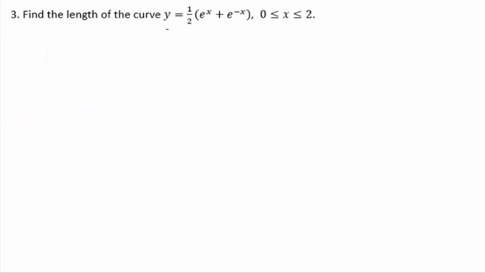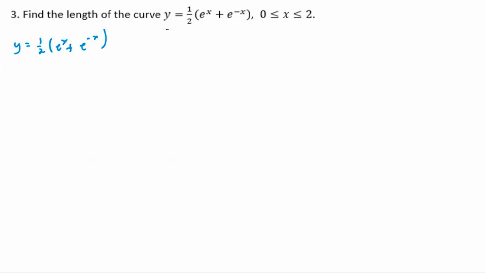So for number 3, we have find the length of the curve y equals 1/2 times e raised to x plus e raised to negative x with the interval from 0 to 2. So we know that a is 0 and b is 2. So we have to solve first for the derivative. So we have y is equal to 1/2 of e raised to x plus e raised to the negative x.